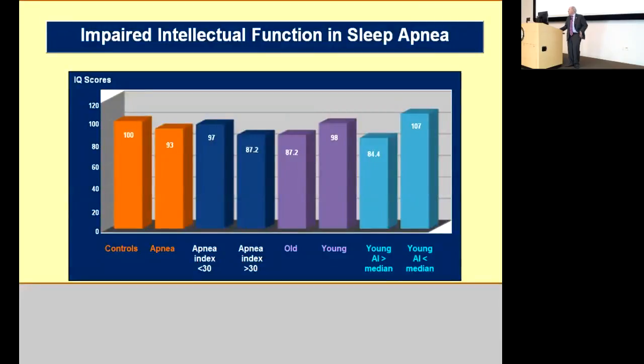Here's a slide that I just thought was interesting. It's IQ, which isn't always the best way to look at intellect, but you can see that sleep apnea patients had an IQ of 93 as compared to 100 for, this is relative, right? And then older people had lower IQs than younger, but young people with a high apnea index were worse than the normals at the same age.